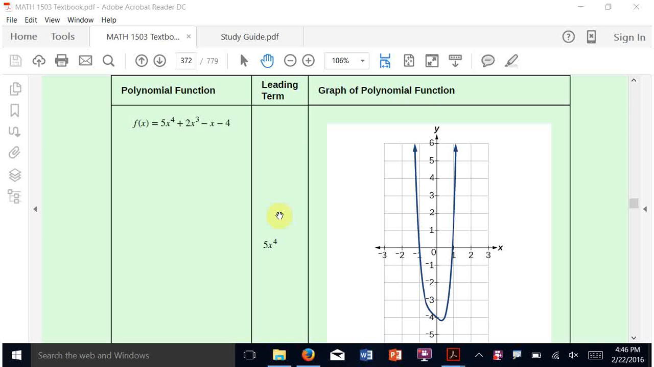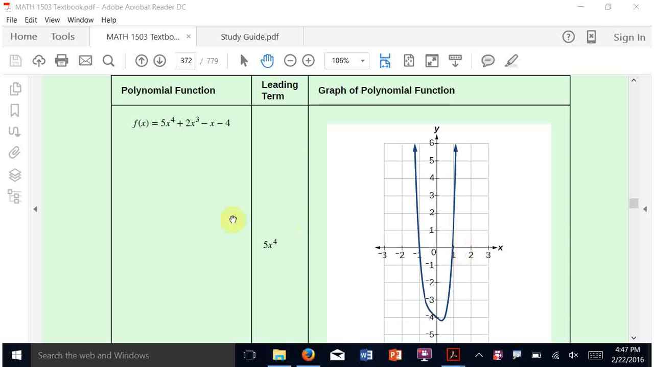Class, today in this video we will be talking about the end behavior of polynomial functions. So what does that mean? Well, the end behavior is talking about these ends, as in when x approaches positive infinity, what's happening to f of x? F of x is actually going to positive infinity also for this polynomial function. And as x approaches negative infinity, what's happening to f of x? Well, as x approaches negative infinity, f of x is also approaching positive infinity, as it did when x was approaching positive infinity.